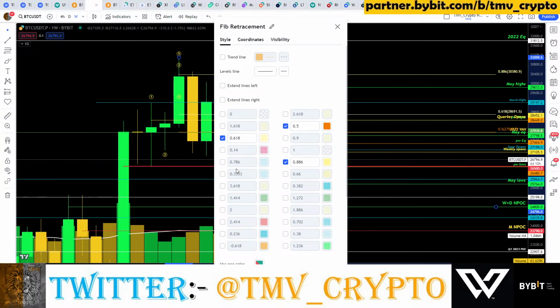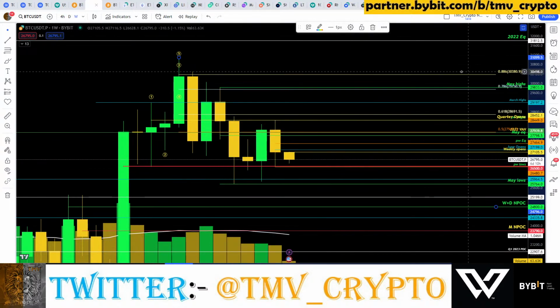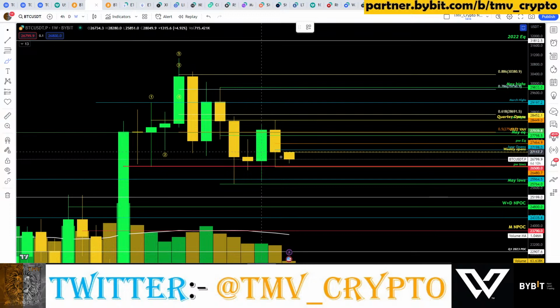Or 886 or 786. Yeah, it's almost like 786, not 886. But it makes sense. I mean, wave B can go to 786 as well. So ideal scenario, if we are very bullish, the bottom for the Bitcoin is in, then this is how I would like to see the June do.